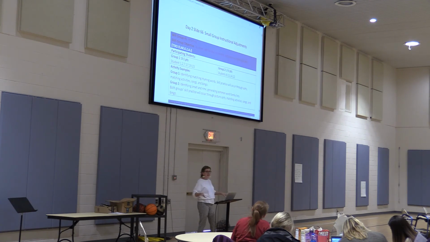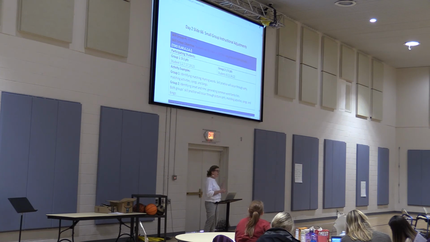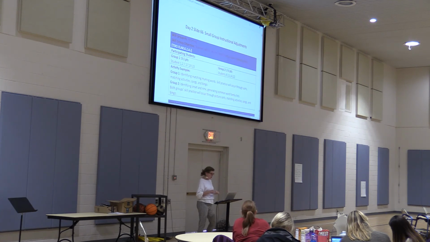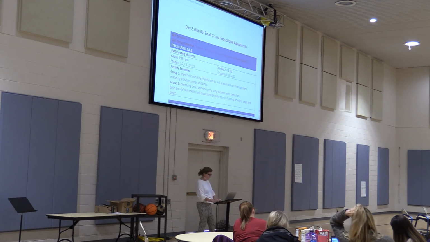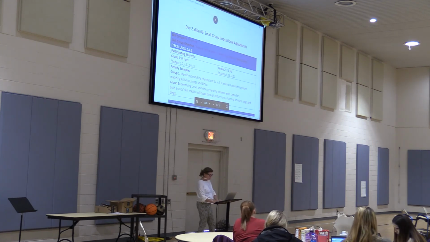Is that a lesson plan? Oh, it really says activities, right? She just put the activities down. Group two is a little different. Identify onset and rhyme, generate common word family list. Both groups' skill practice will occur through sorts, matching, songs, and bingo. Okay, so that's for that small group.